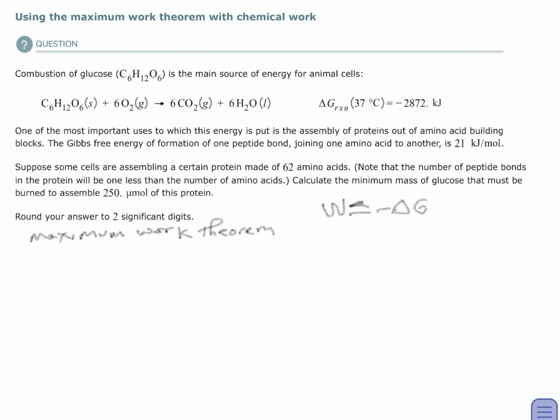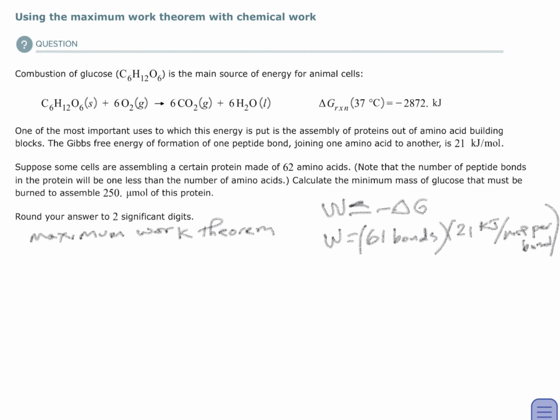You're turning glucose into carbon dioxide and water, which is a spontaneous reaction because delta G is negative here. Once you have that amount, how many moles or grams of these proteins can you make? Let's see, calculate the mass of glucose. So find moles, and then find out how many grams you're going to need to do it.